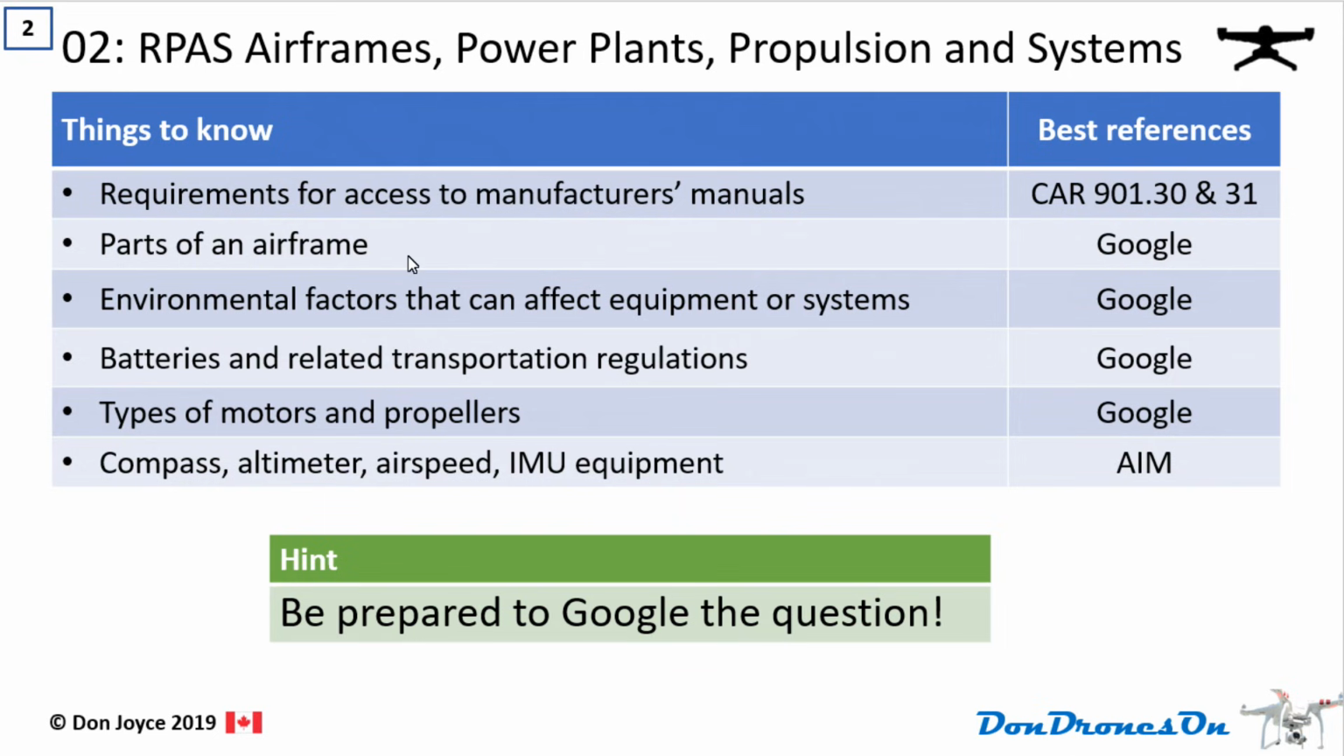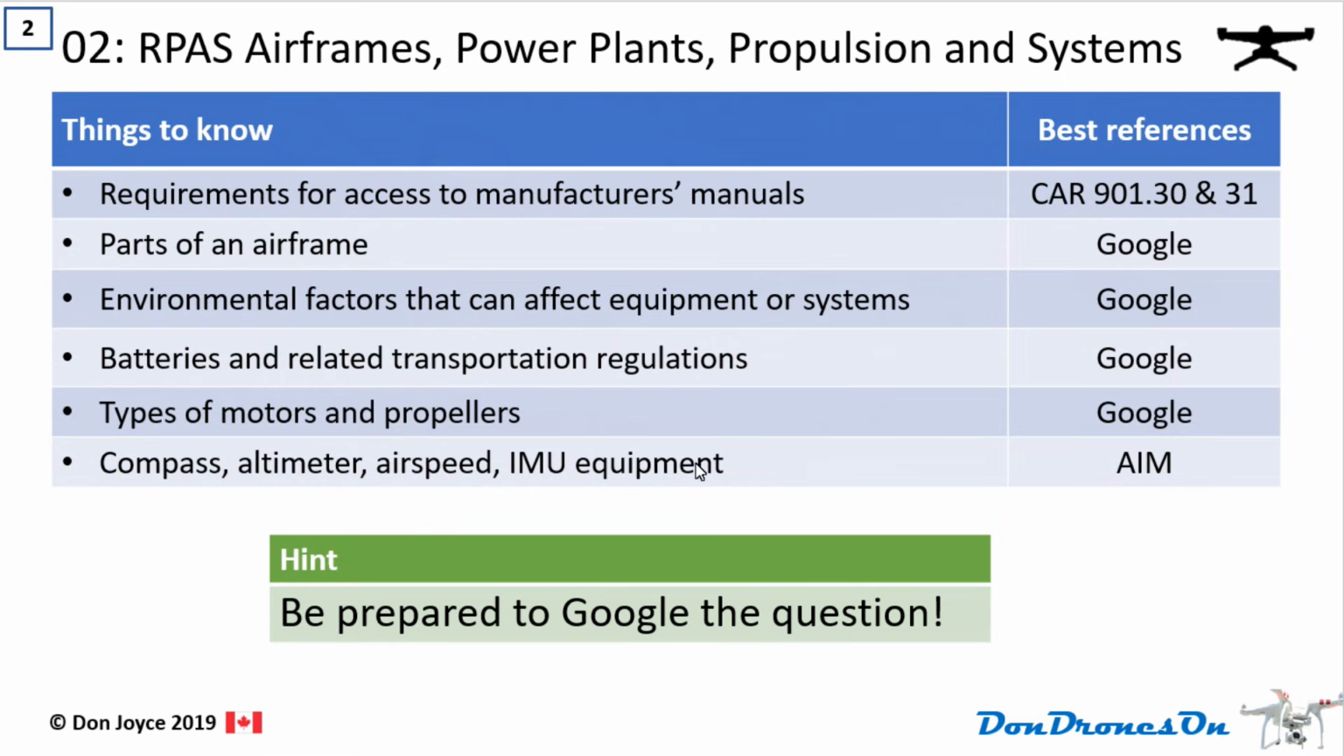You also need to know parts of the airframe, environmental factors that can affect equipment and systems like temperature. You do need to know about lithium-ion batteries and any rules about the transportation of those. That's kind of tricky to look up. Types of motors, believe it or not, they're going to ask you questions that could cover that, or propellers, how a compass works, and altimeters, airspeed, inertia, whatever this IMU thing is, I can't even remember. All of these things are subjects that are listed in the knowledge requirements that you may want to look up either in advance or probably most practically just be prepared to Google them or look in the particular documents at the time.